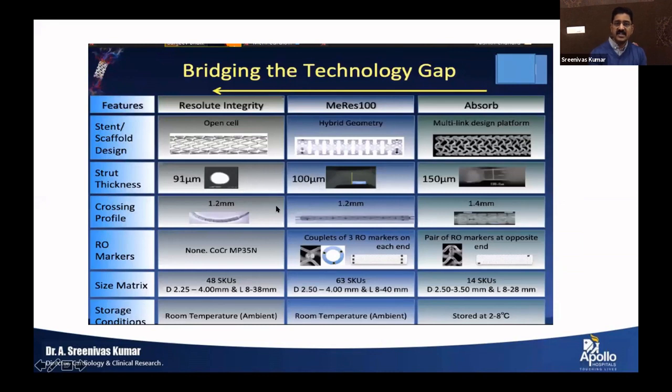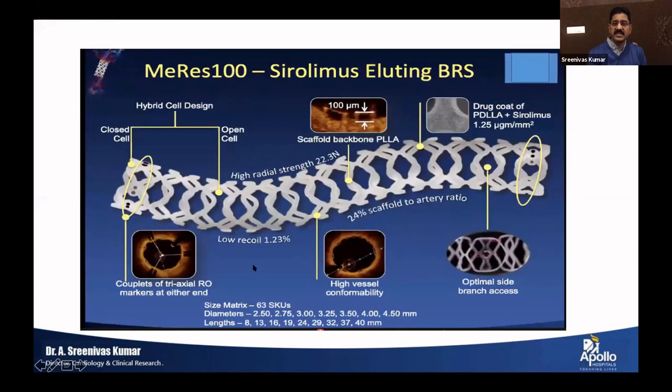If the strut thickness is less, people think that less thrombosis could happen. But at the same time, the scaffolding effect should be there because of the hybrid geometry, which again has open and closed cell design combinations, so this stent could maintain the radial strength. And the markers have also improved. They have made three markers on each side of the stent so that you could see the stent better. Previously, when you were not seeing the stent better, edge dissections happened in the previous versions. So closed cell versus open cell is a combination of this with the MeRes MyVal platform.